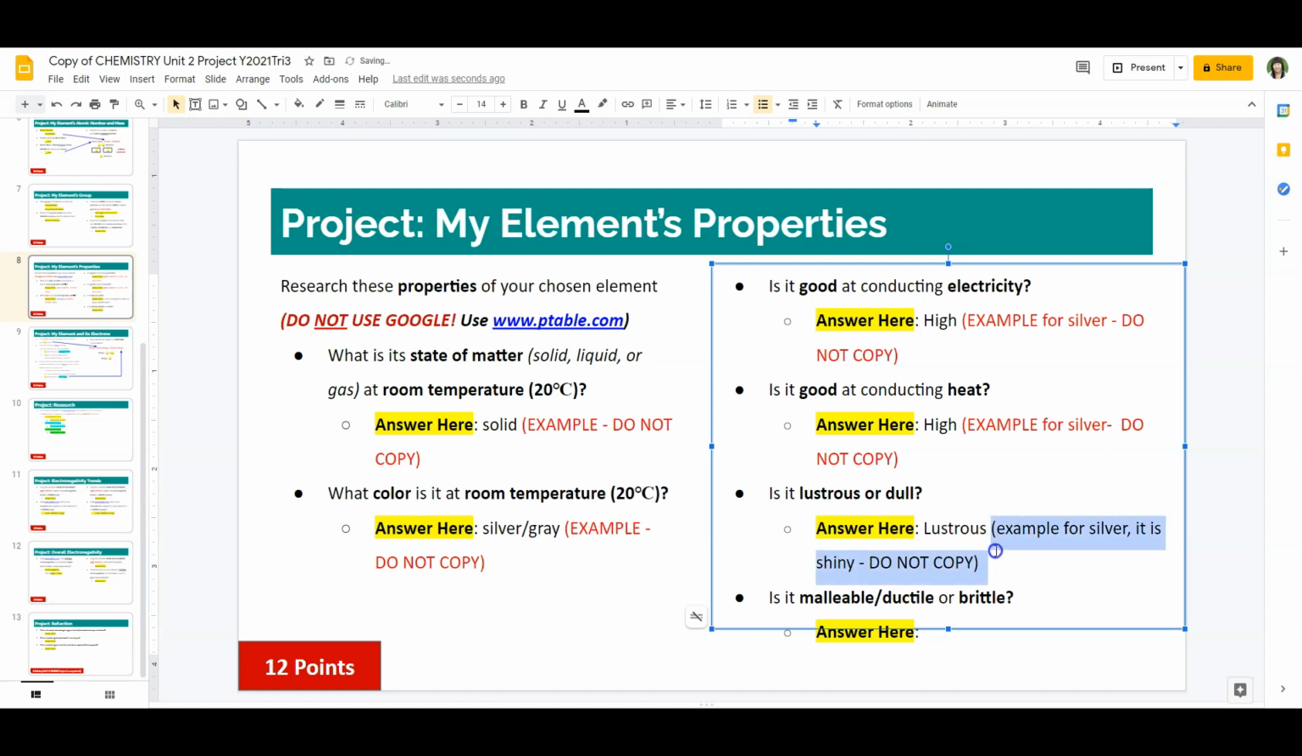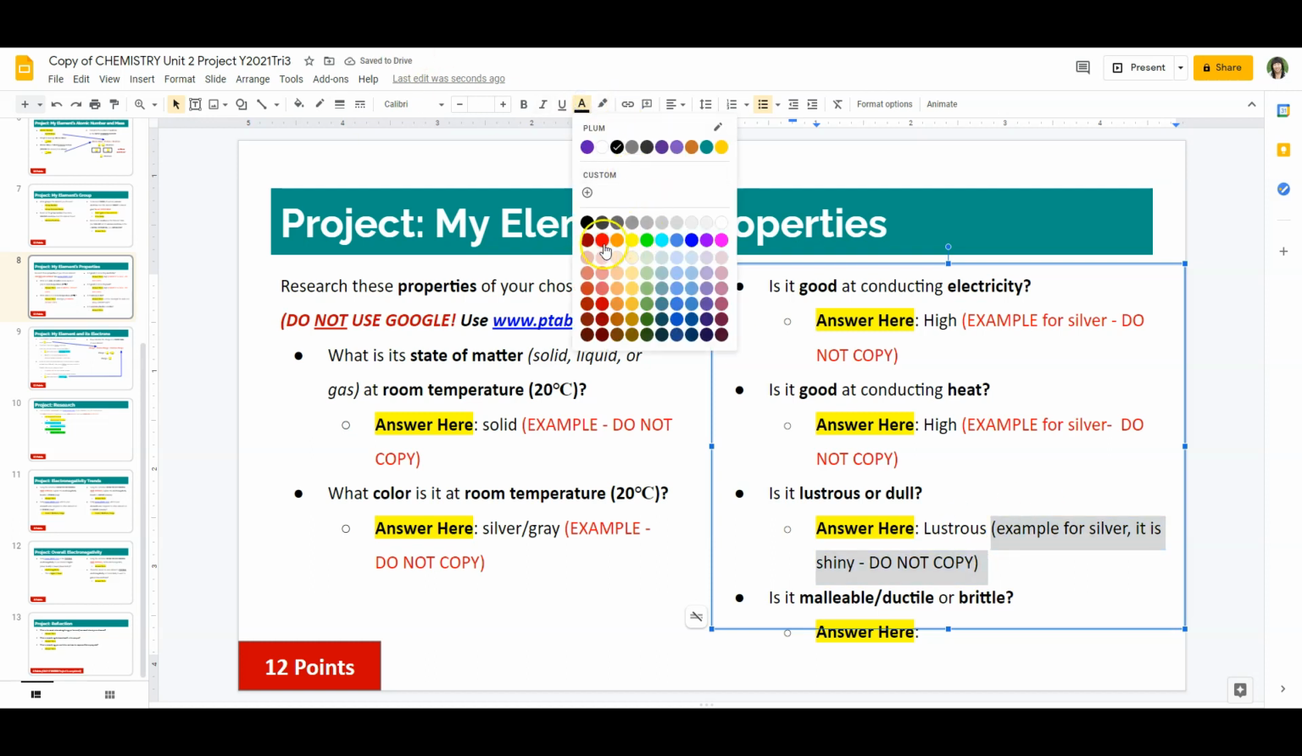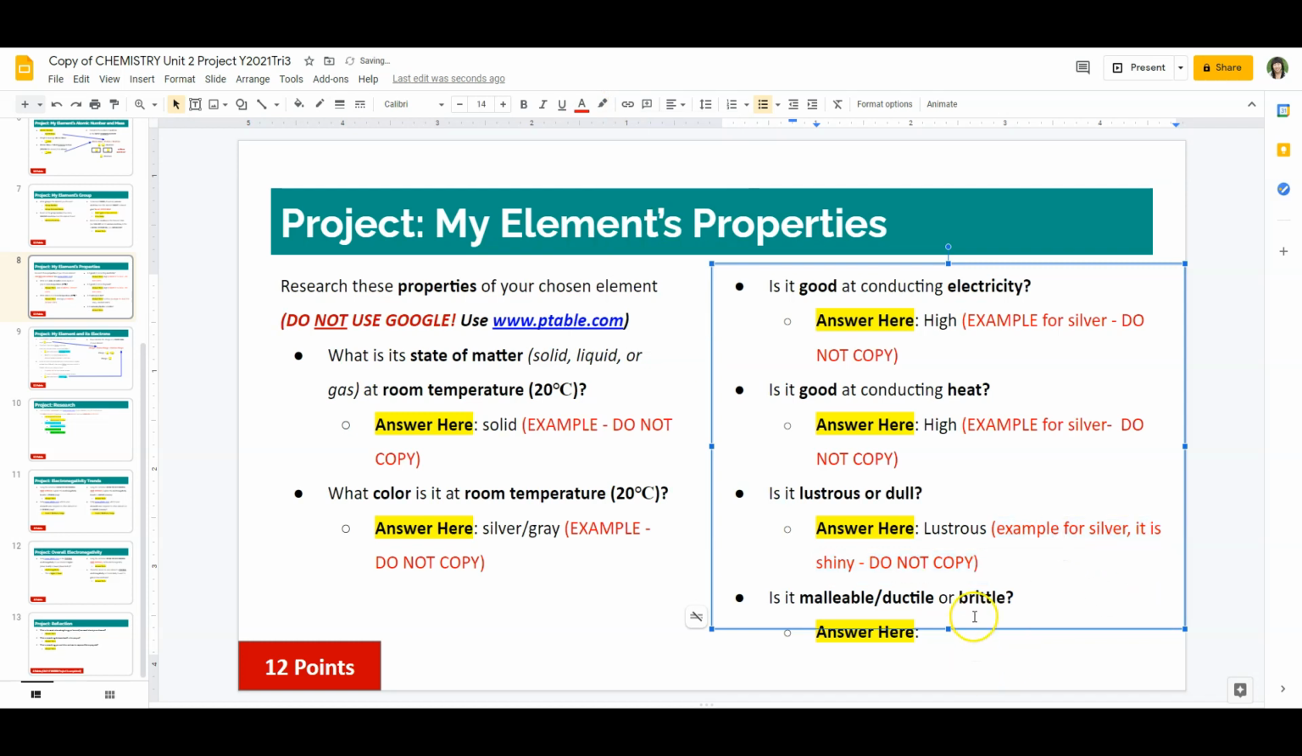Again, yours might be lustrous, but don't copy that it's lustrous if you have something that's not a metal, for example. Most metals will be lustrous, most non-metals will not be, and most metalloids will be in between.